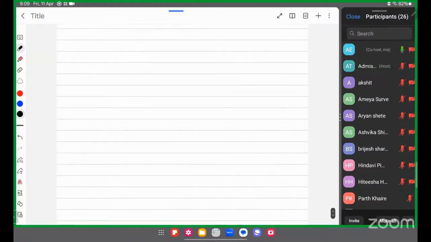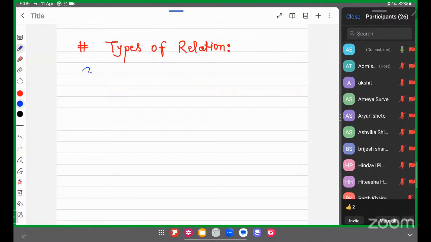Next point is types of relation, which is a very important concept. Types of relation. First one will be the smallest, simplest relation, which is known as empty relation, because relation is a set, so it may be an empty set. Empty relation or void relation.